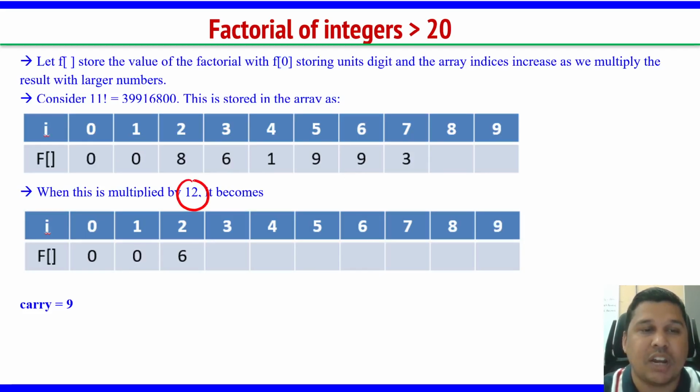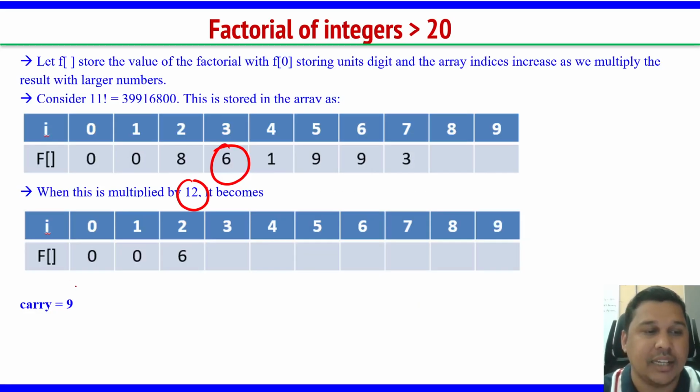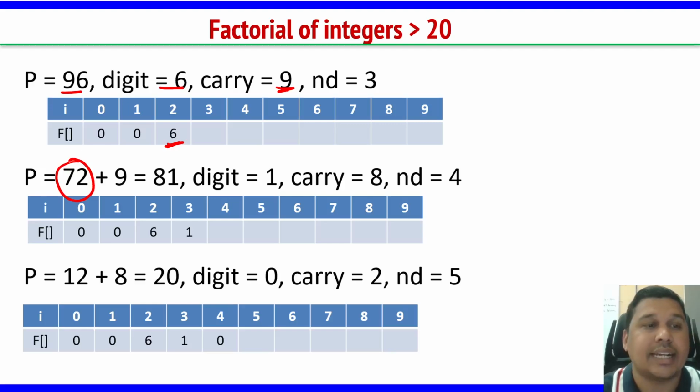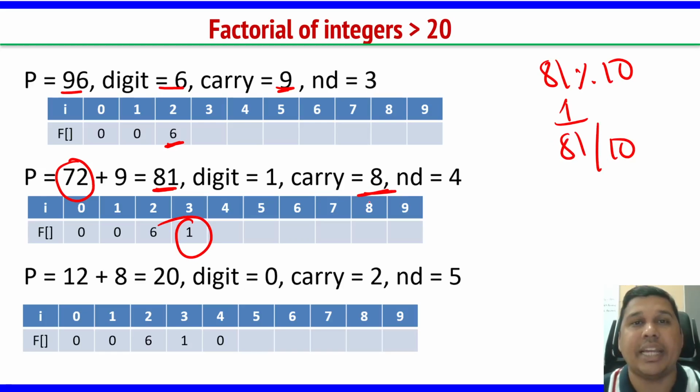You have to multiply 12 with 6. So, what is 12 times 6? 72. 72 plus the earlier carry, whatever carry you had, that is 9, right, because previously we had a carry of 9. So, I am adding it here, it becomes 81. From 81 again extract the remainder, that 1 you store in the array and the carry will be 8, that is 81 by 10, your carry will be 8.